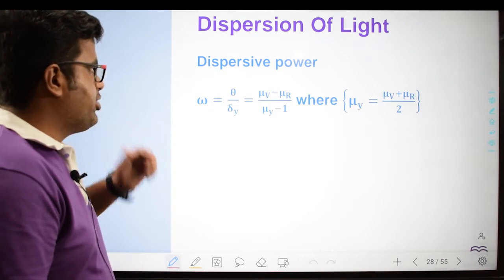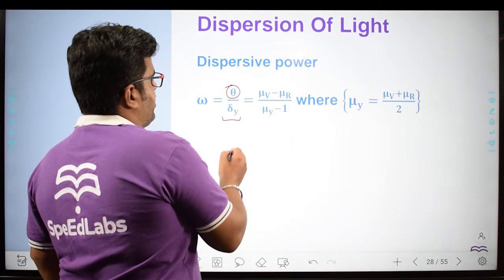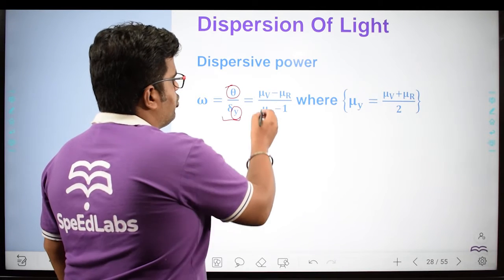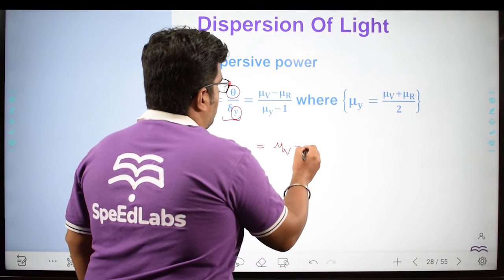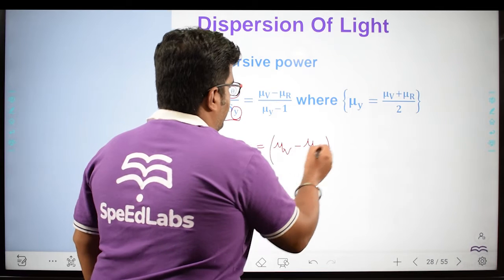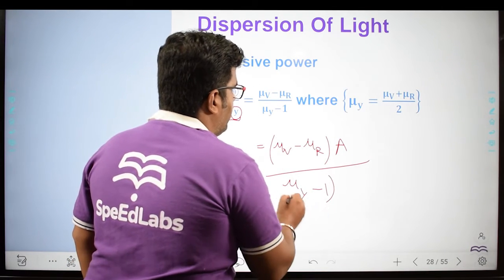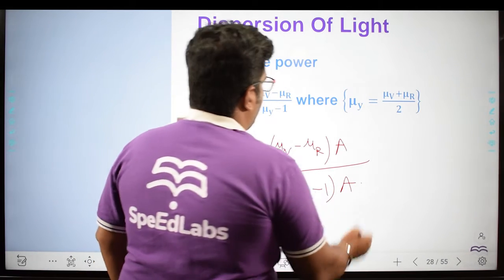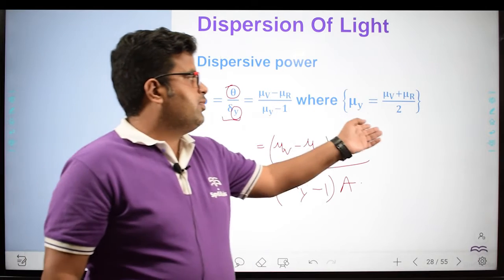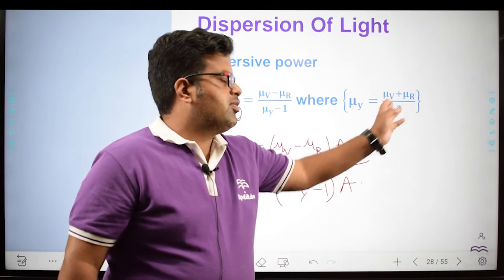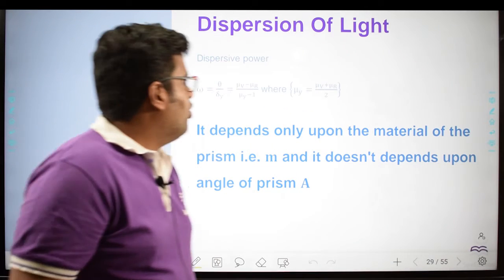And another important term is dispersive power. It is basically angular dispersion upon mean deviation, and mean deviation we take for yellow light. So here we are going to have theta, which we have seen, it is (mu V minus mu R) multiplied by A, and for yellow light we can write it as (mu Y minus 1) into A. So A is going to get cancelled out, so we are going to have (mu V minus mu R) upon (mu Y minus 1), and this mu Y is basically the average of these two, that is (mu V plus mu R) by 2, that is your mean deviation. So this is your dispersive power. I hope it is clear.